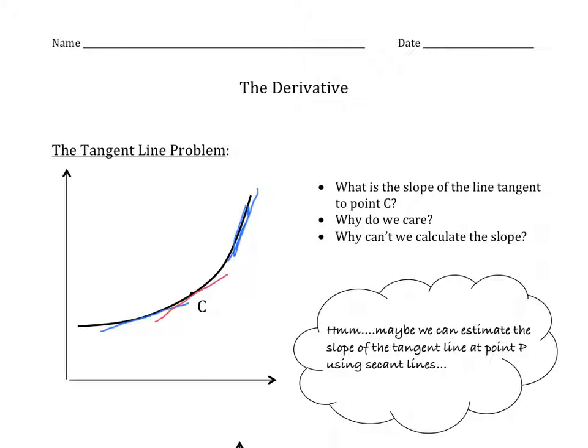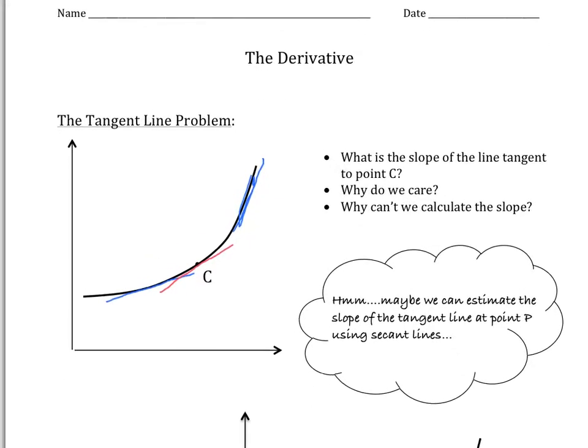And, well, why do we even care about that? The reason we care about that is because that is going to be our rate of change at a given point, our slope at a given point. So we will care about that. But we just said we can't calculate slope because we don't have 2 points. However, possibly we could estimate the slope of the tangent line at a point by using secant lines.